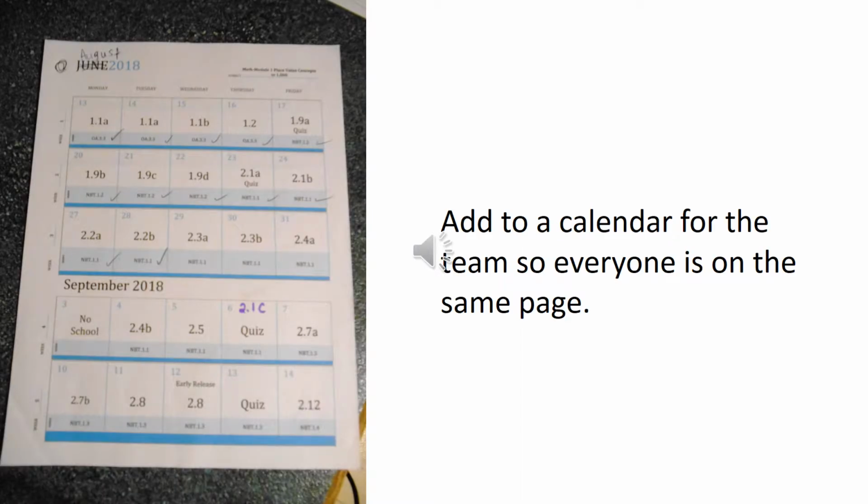Then there's some days where that standard may be broken down into multiple days. Like there's one that's not listed here, but it's one lesson broken into 4 separate lessons based on the learning target and standard. Once I have it written down on paper, then I map it out on a calendar so I can share it with my team, and that way the whole team is on the same page.